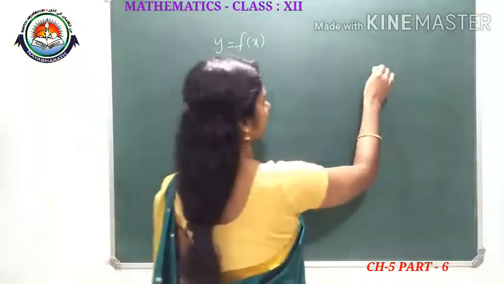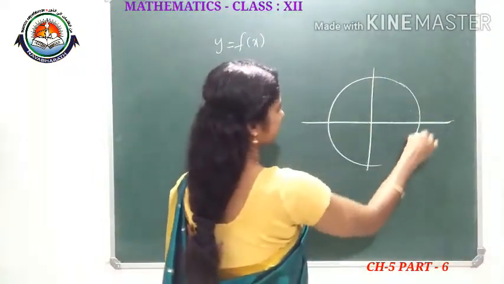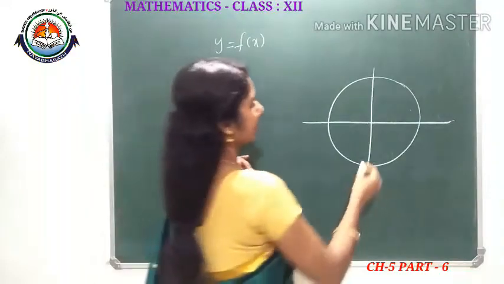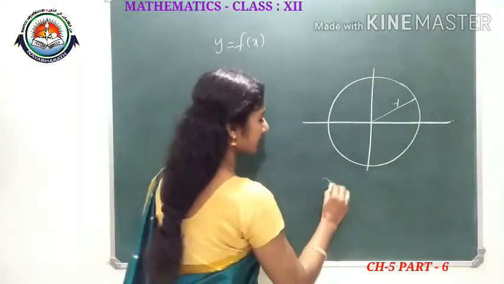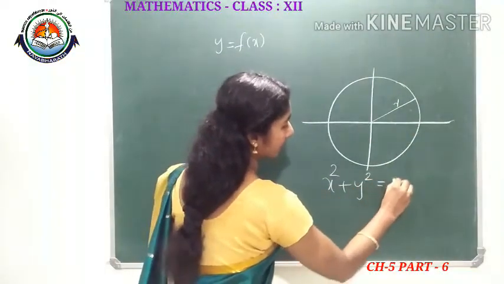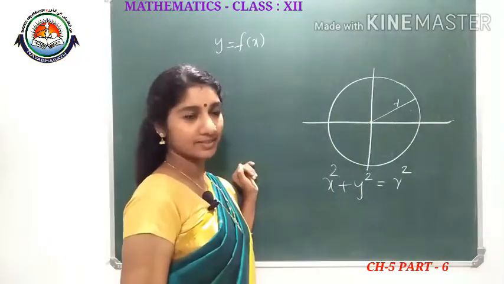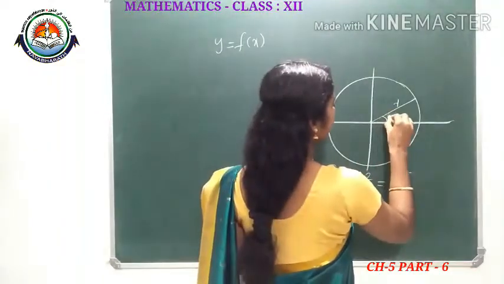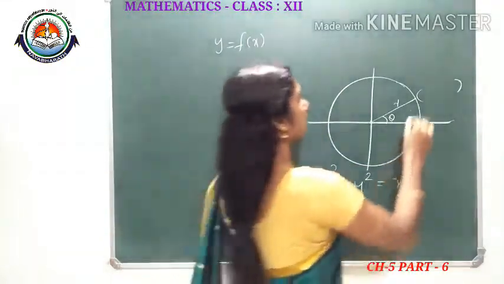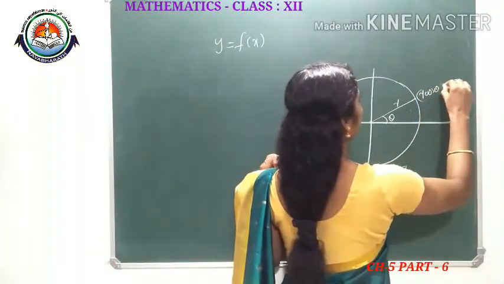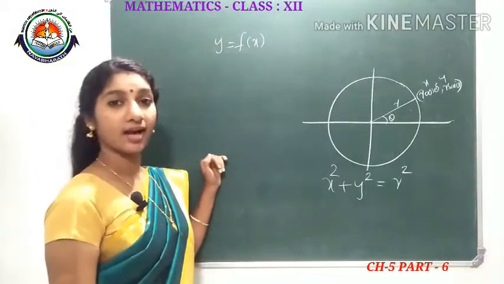Example, one circle. Suppose the radius is r. We know the equation of the circle with center at the origin is x square plus y square equal to r square, isn't it? And suppose this angle is theta. Any point x, y on the circle we can write as r cos theta comma r sin theta. That means x and y we can write as r cos theta and r sin theta.